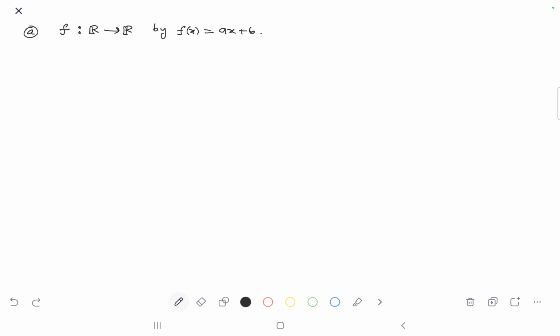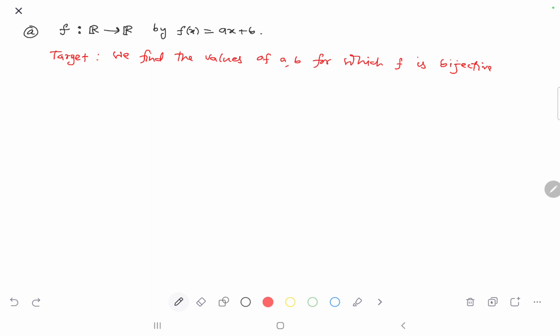Right. So see, first you look at the function. This is a linear function, right? If you take A equals to zero, then everything goes to the constant B, right? Why are you taking A equals 0? Because our target is to find the restriction on the values of A, B for which f is bijective. So this means we want to make f injective, and also surjective, right?